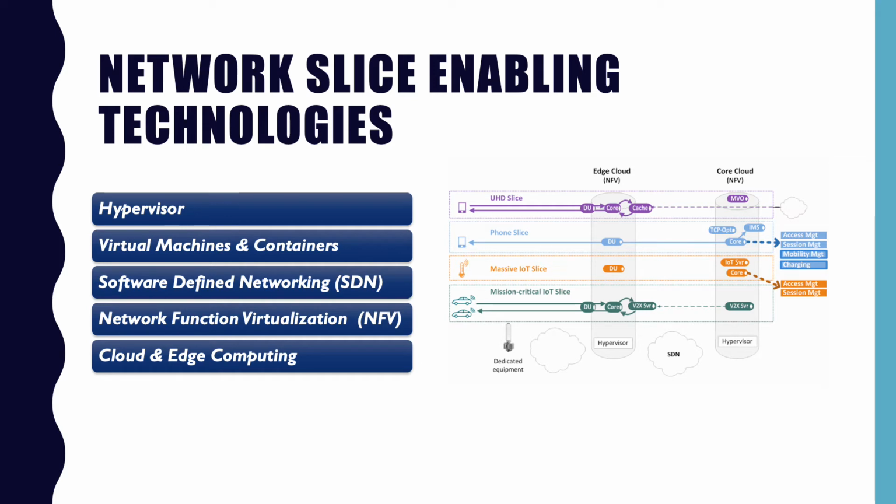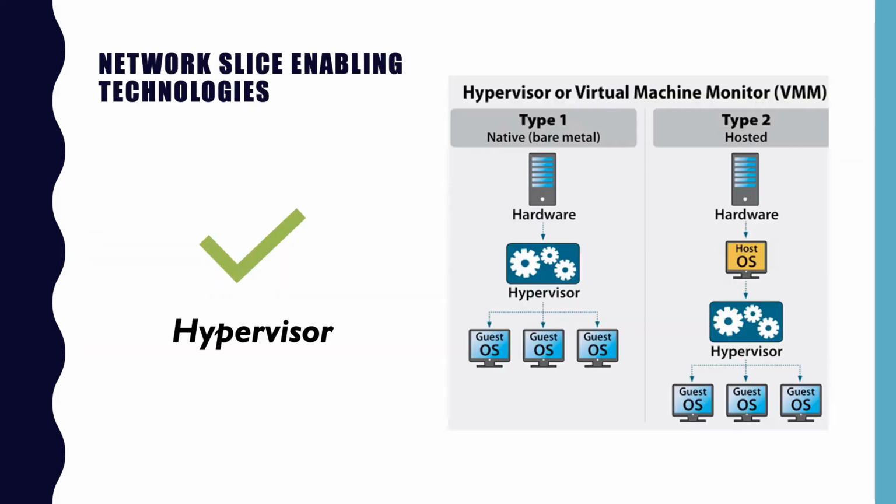In this section, we are going to overview the fundamental virtualization technologies that are the pillars of network slicing. In the first place, the hypervisor. It is a firmware which provides a virtual platform for guest operating systems, allowing applications and/or other services to be executed. Hypervisors enable and supervise the sharing of hardware resources between network slice instances.